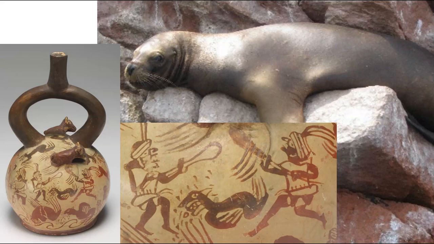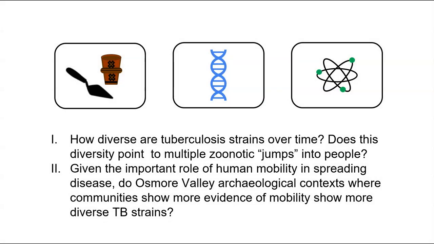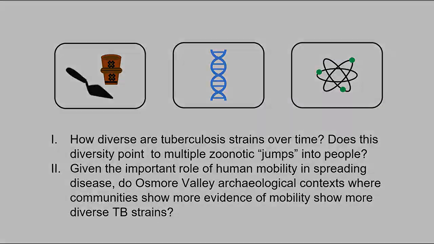Molecular studies also suggest that instead of one jump from animals to humans, there may have actually been several animal-to-human zoonotic spillovers. By analyzing the genetic diversity of ancient TB strains, we may be able to determine if there were indeed multiple zoonotic jumps that led to TB spreading through this region. We can also address the second goal of understanding the role of human mobility in spreading disease by using archaeological and isotope data to infer how connected different communities were to other communities.